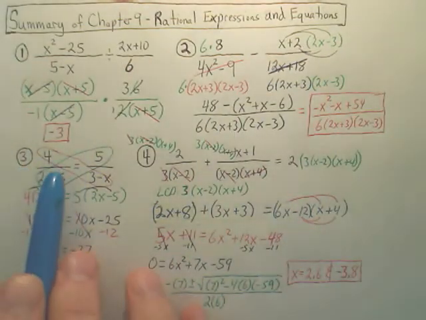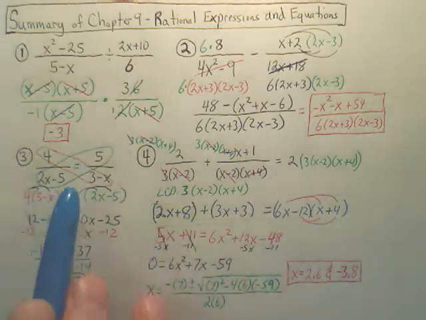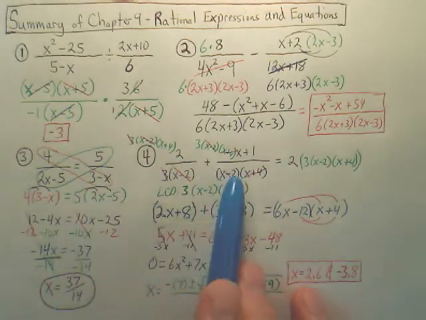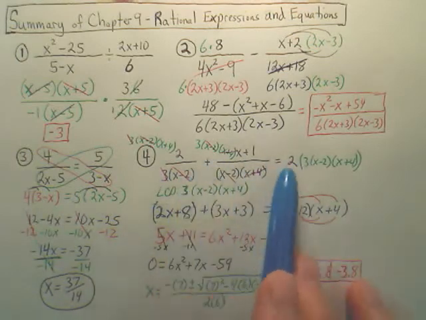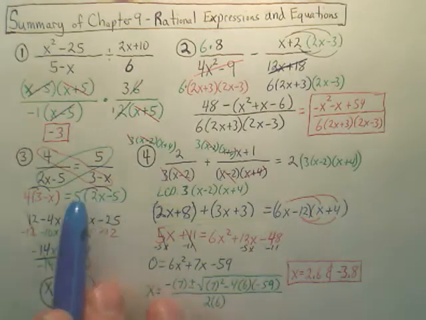Here, if you have a fraction equal to a fraction, it's called a proportion. All you do is cross multiply. The key is a fraction equal to a fraction. This one's not a fraction equal to a fraction. It's different. And then when it's equal, you just cross multiply, and then you solve.